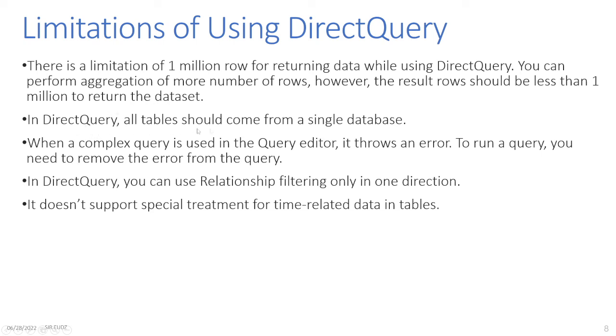In DirectQuery, all tables should come from a single database. When a complex query is used in the query editor, it throws an error. To run a query, you need to remove the error from the query. In DirectQuery, you can use relationship filtering only in one direction. It doesn't support special treatment for time-related data in tables.